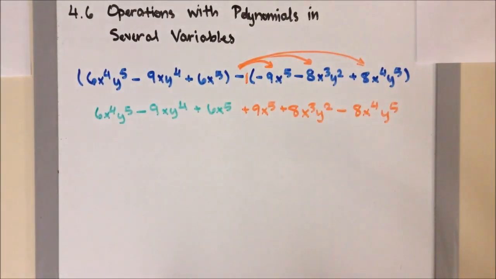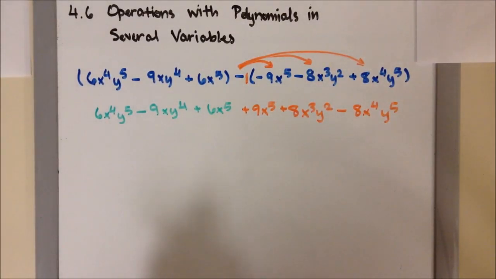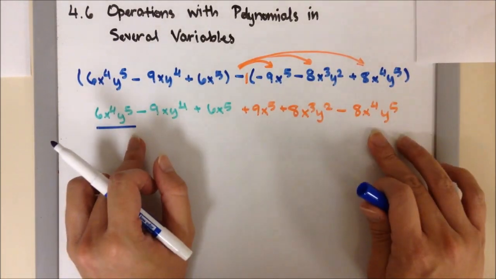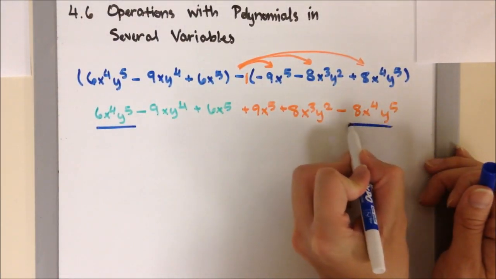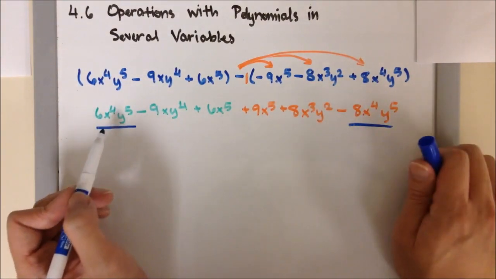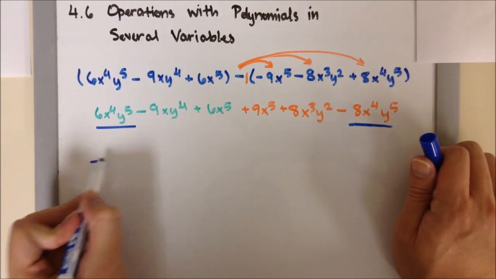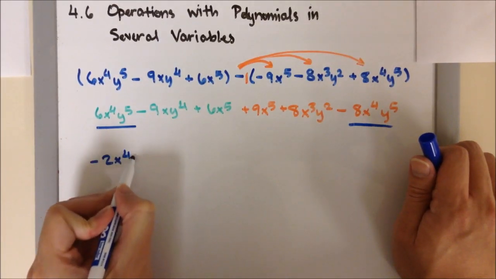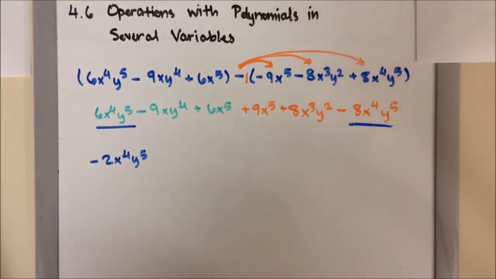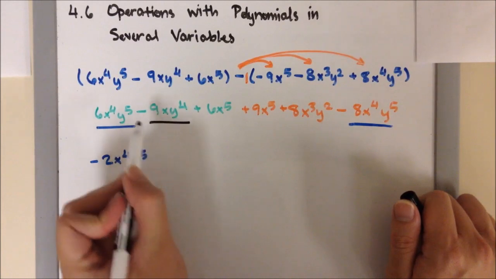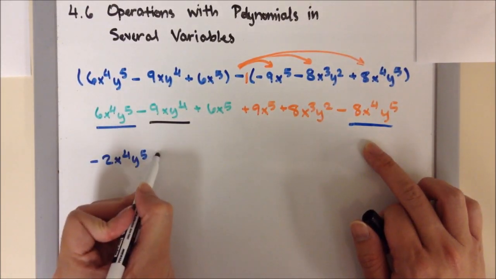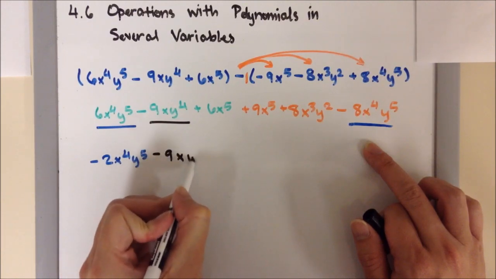So this will be 6x to the fourth y to the fifth minus 9x y to the fourth plus 6x to the fifth. Alright, from there we're going to combine like terms. So my first one is I'm going to look for any other terms that has x to the fourth y to the fifth. In this case I do, right here. So 6x to the fourth y to the fifth minus 8x to the fourth y to the fifth will be negative 2x to the fourth y to the fifth. Alright, so let's look for x, y to the fourth. I don't have any more, so I'm just going to bring it down. So negative 9x, y to the fourth.